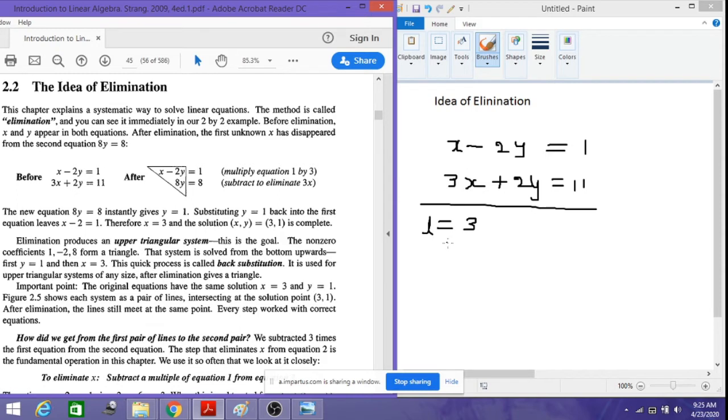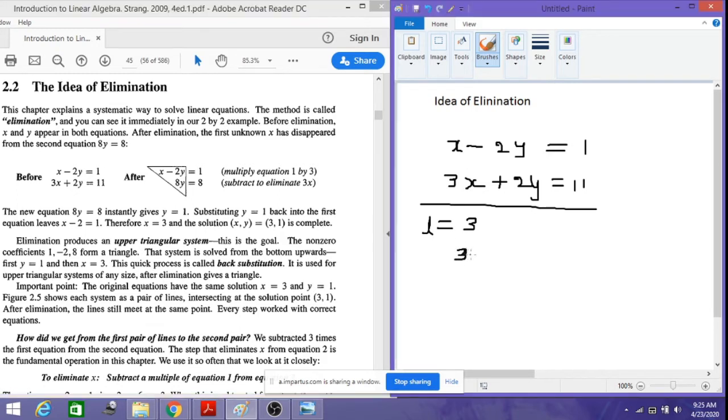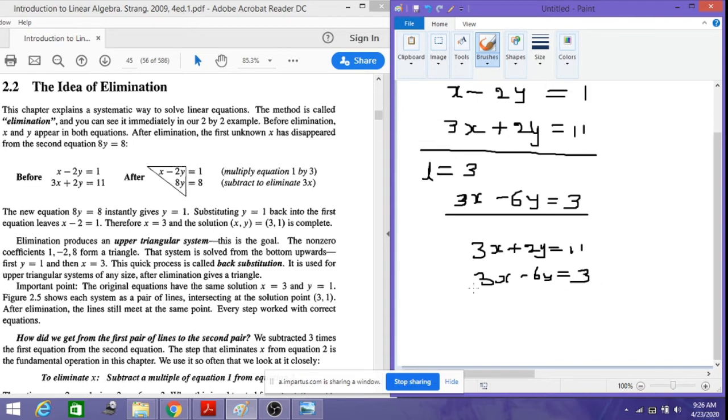So when we multiply this 3 with equation 1, the algorithm just goes like this. Then what do I get here? 3x minus 6y equal to 3. Then I'm going to subtract this from the second equation. So the second equation is 3x plus 2y equal to 11, and I'll write here 3x minus 6y equal to 3. Now let us subtract this, change the sign here, and subtract. So finally we will get this.